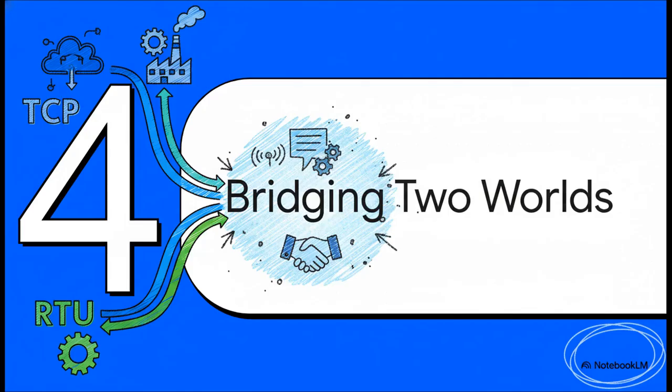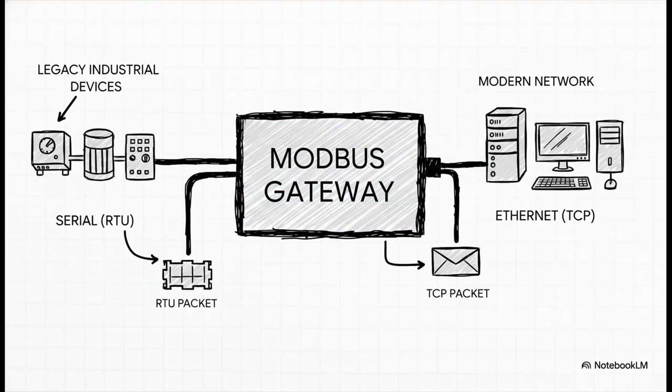So, with TCP being so much more powerful, you might think RTU is totally obsolete. But that's not exactly how it works. In the real world, these two protocols actually have to cooperate. You see, most factories are full of older but perfectly good RTU equipment. You can't just rip it all out.